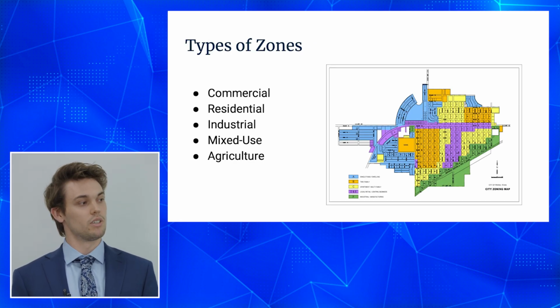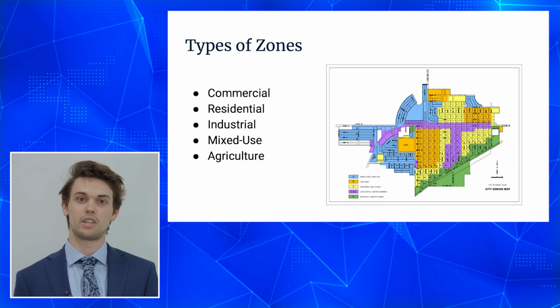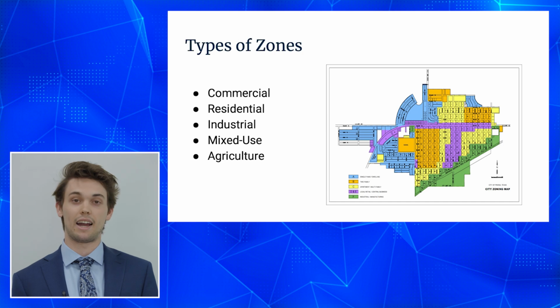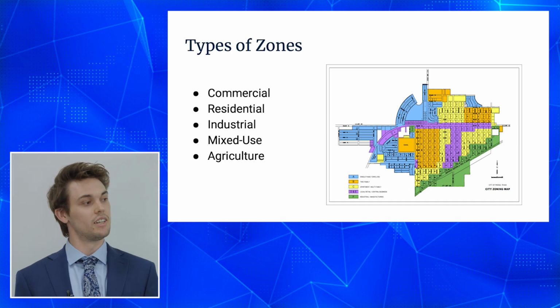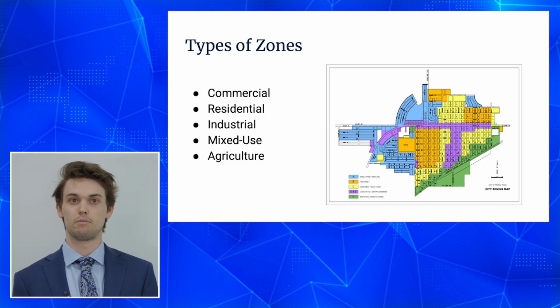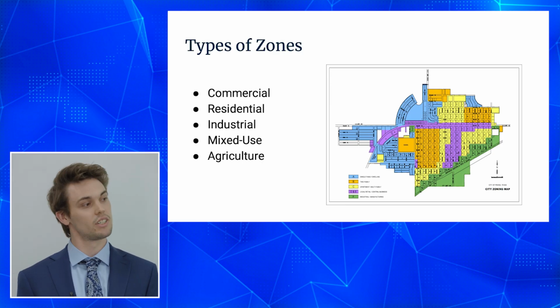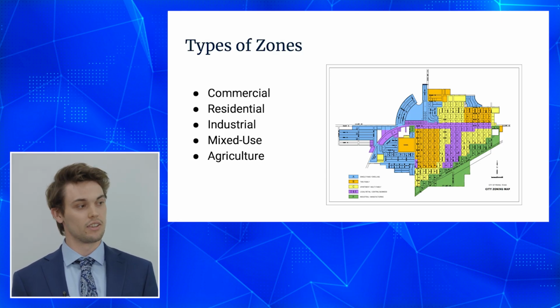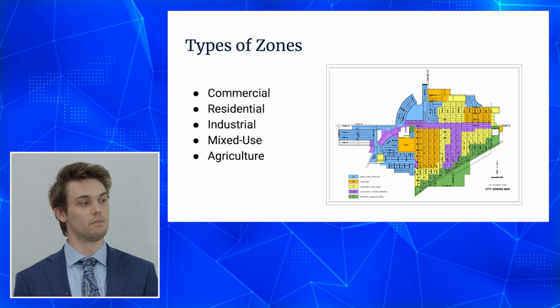The most common types of zones are commercial, which is for shopping centers, restaurants, commercial activity; residential, which is for housing, such as houses and apartments; industrial, which is for warehouses, manufacturing, distribution centers; mixed use, which is a combination of commercial and residential activity; and agriculture, which is used for things like farming or land preservation. And on the screen here, you'll see a common example of a zoning map. Many of them will look like this, where they are color coordinated based on the zone that they are in.